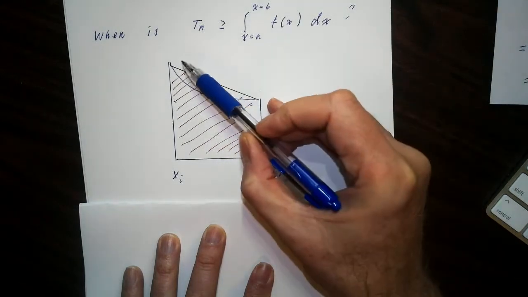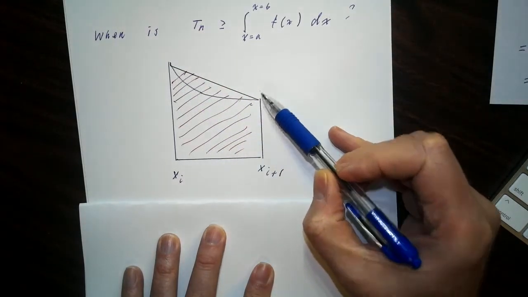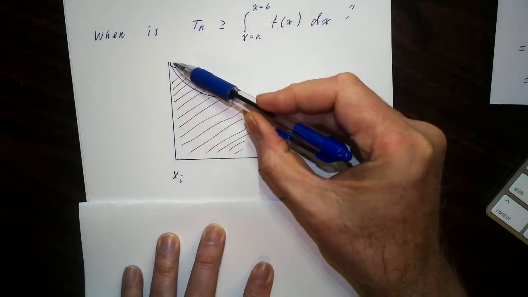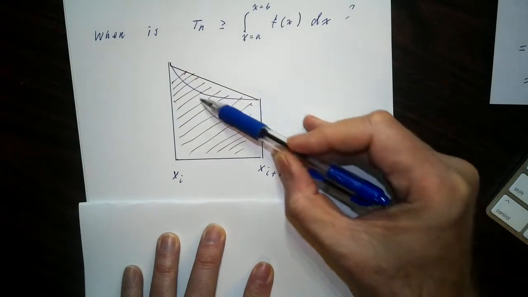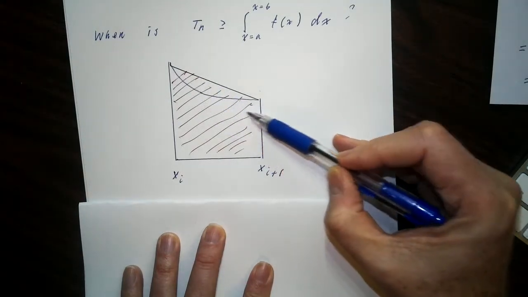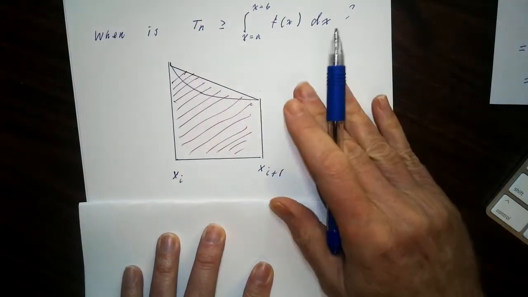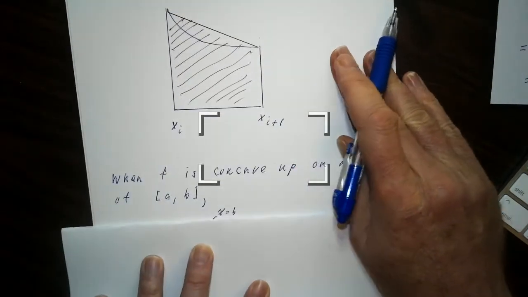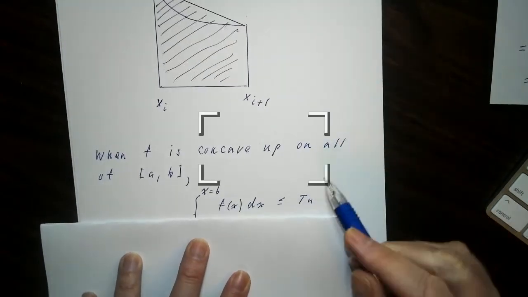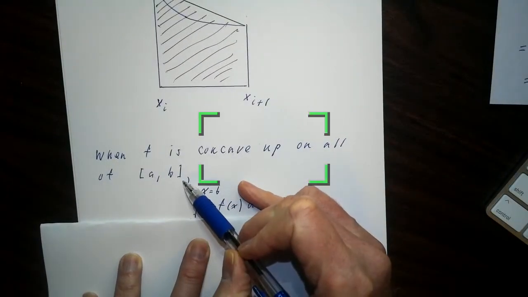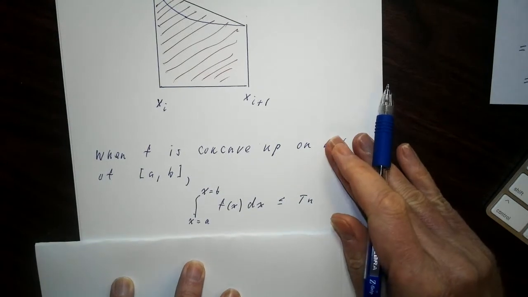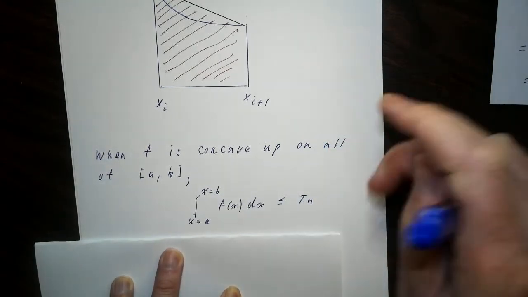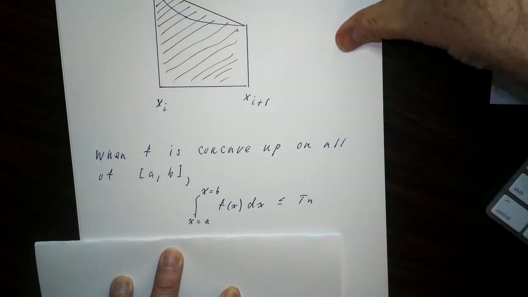The idea is that if you take two endpoints, two points in the partition, x sub i and x sub i plus 1, and if you connect the outputs with a chord, it's always going to fall above the curve. So it's always going to include some area that we don't intend to include in the true value of the integral. So when f is concave up on the entire interval from a to b, not just a part of the interval, the value of the integral is less than or equal to the trapezoid estimate T sub n.